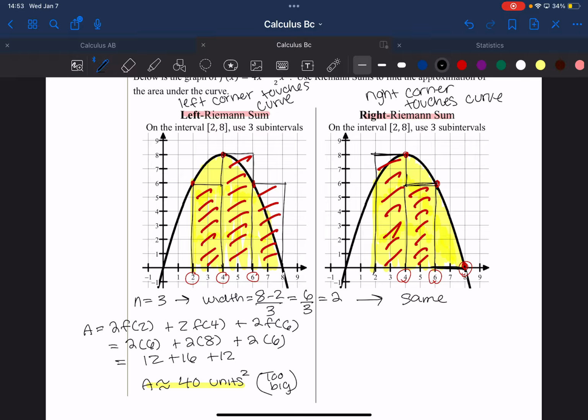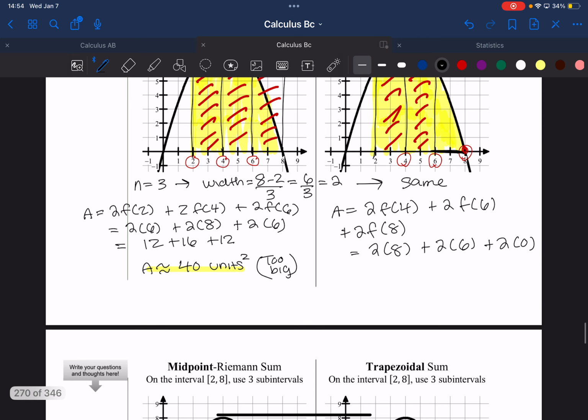And we would find the area the same way. So we have the area is equal to 2 times f of 4 plus 2 times f of 6 plus 2 times f of 8, which is going to be 2 times 8 plus 2 times 6 plus 2 times 0, which is 16 plus 12 plus 0. So this gives us an area approximation of 28 units squared, which we said was too small.